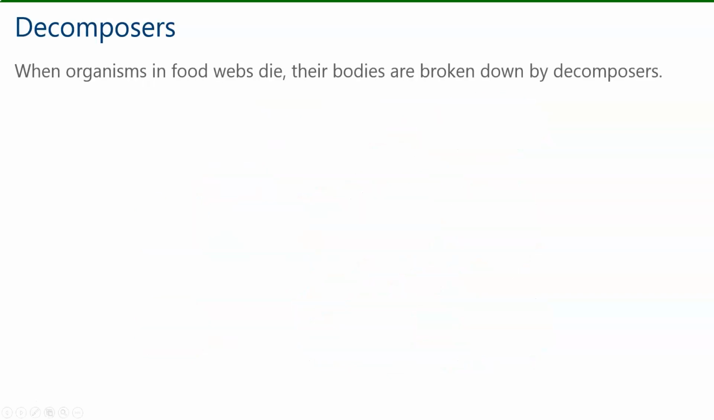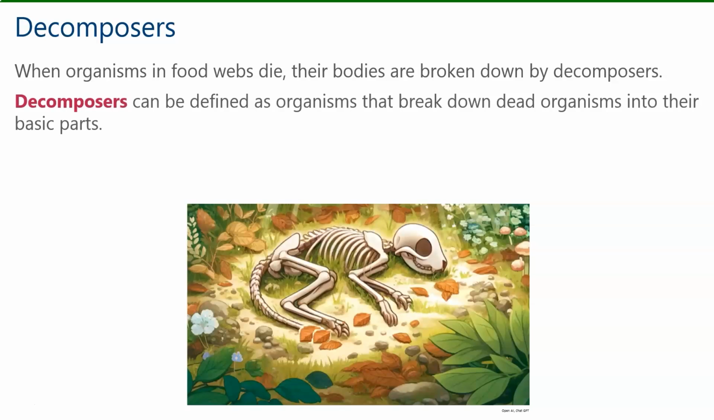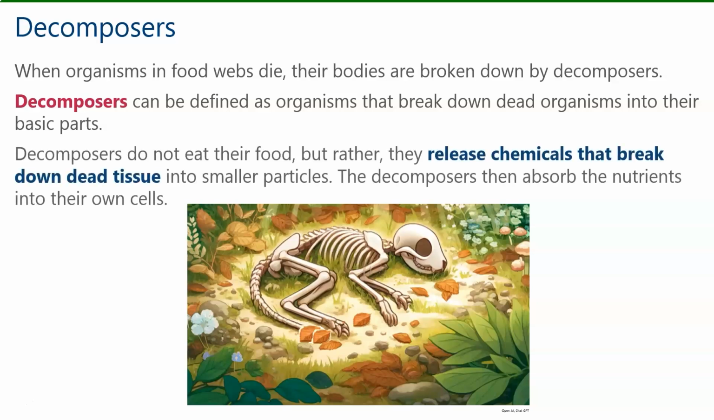When organisms in food webs die, their bodies are broken down by decomposers. Decomposers can be defined as organisms that break down dead organisms into their basic parts. Decomposers do not eat their food, but rather, they release chemicals that break down dead tissue into smaller particles. The decomposers then absorb the nutrients into their own cells.